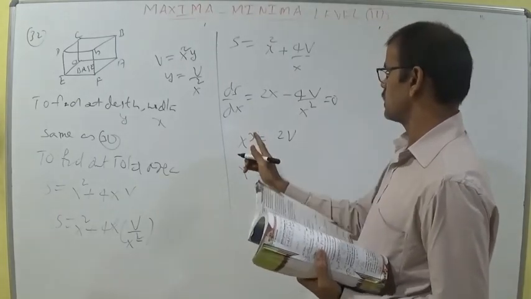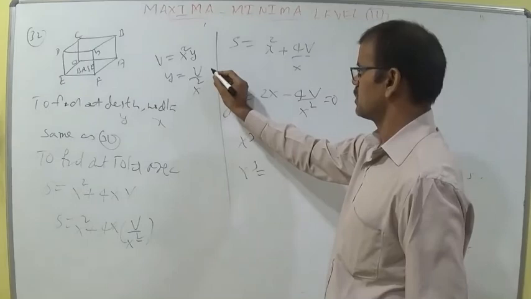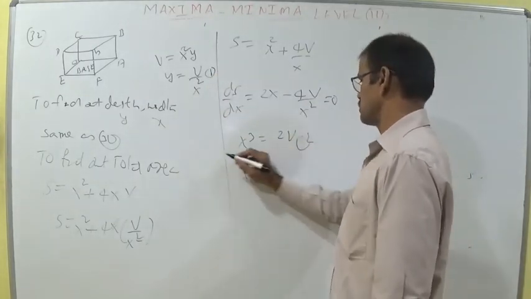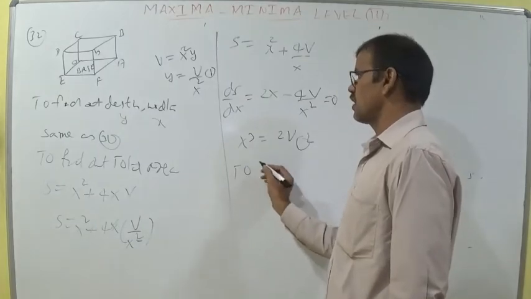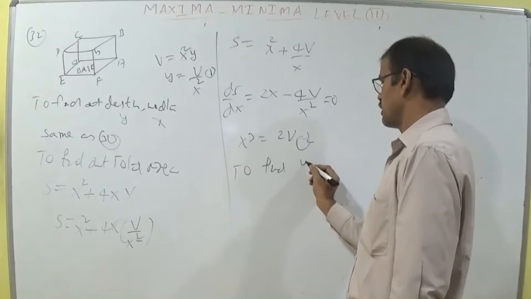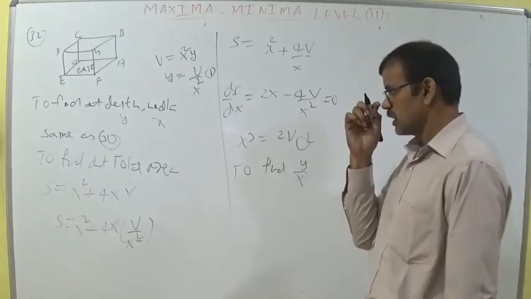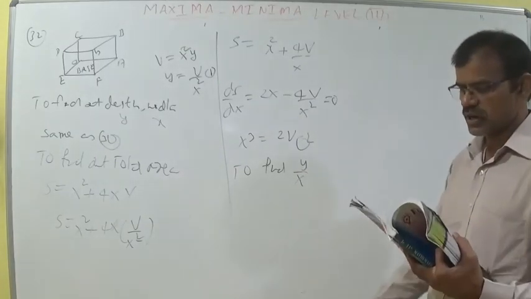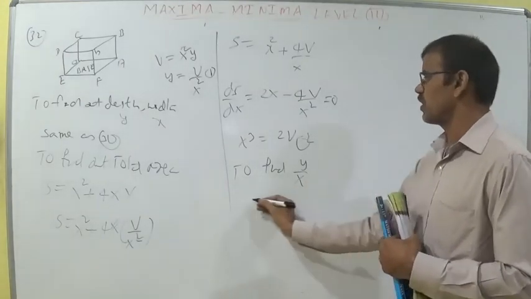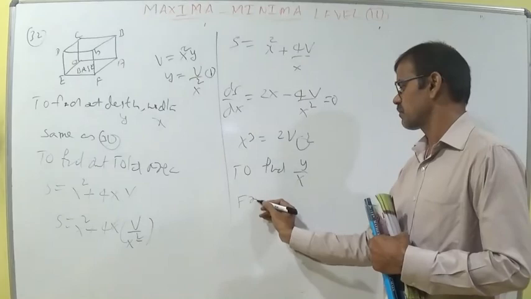Let us write here the name 1 and here the name 2, second equation. To find out depth and width I had already written here. To find the ratio depth to width, y by x, I am writing here. According to the options, you should calculate y by x from 1 and 2.